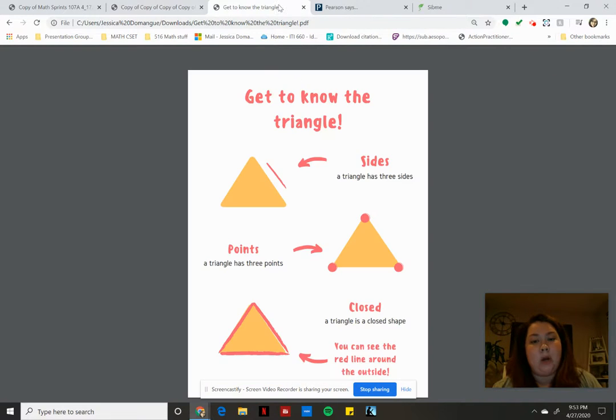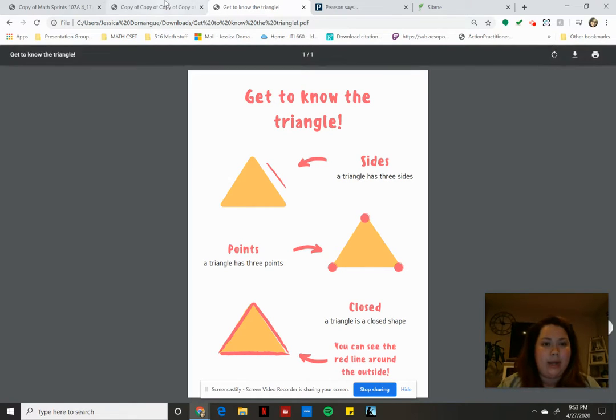So if you remember our poster that we looked at yesterday a little bit, scholars, you can see that the red line here shows us what sides are. It's that edge on the outside that makes the shape look how it does. So we can count and see 1, 2, 3. A triangle has 3 sides. Points or corners, same thing. Points and corners mean the same thing. It's where 2 edges come together and touch, where the little red dots are. 1, 2, 3. It must be a triangle.